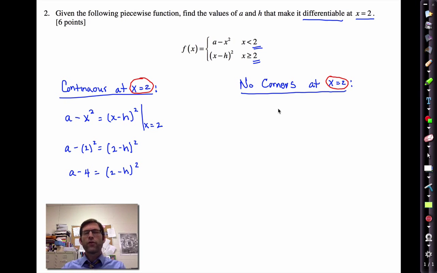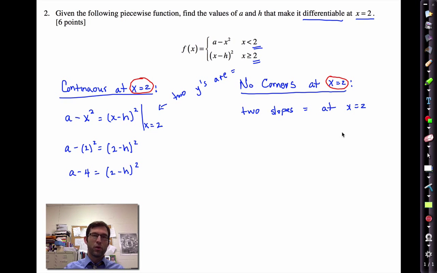All right. Now for no corners, that means that the two slopes must be equal at x equals 2. Right? Here the two y's are equal. Here the two slopes must be equal. But to be able to figure out the slopes, I have to be able to take the derivative. And here a lot of people made mistakes, so I want to take a look at this closely.